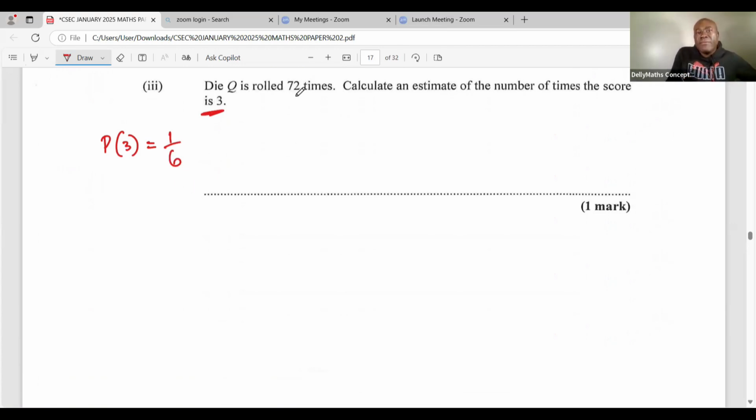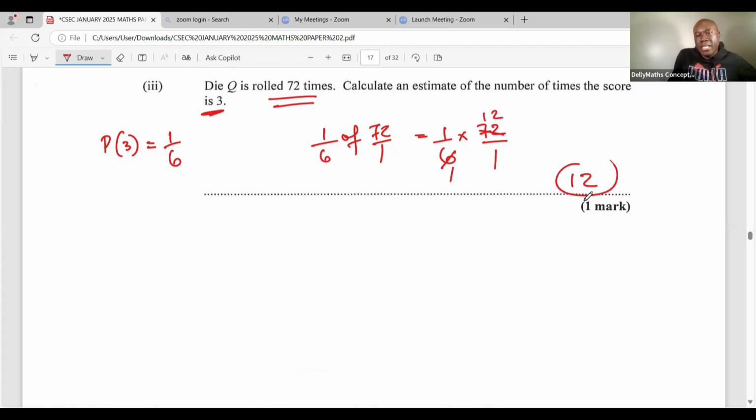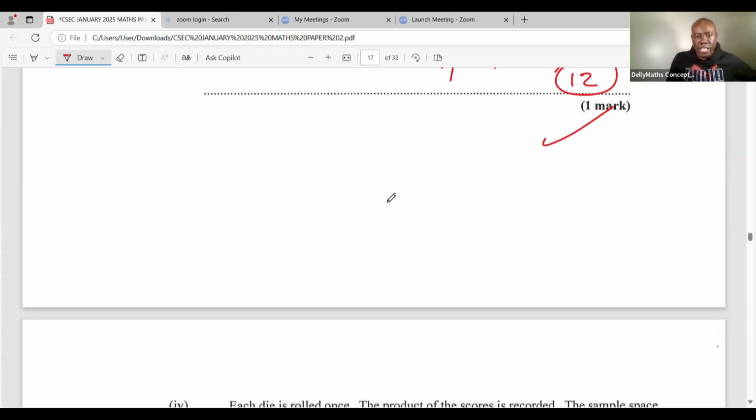But if I'm going to do it 72 times, then here's the answer: I'm going to find 1/6 of 72, which means 1/6 times 72. And you just cancel this down. For example, 6 into itself is 1, and 6 into 72 goes 12 times. So the answer for this question is 12. All right, let's jump to the other question.